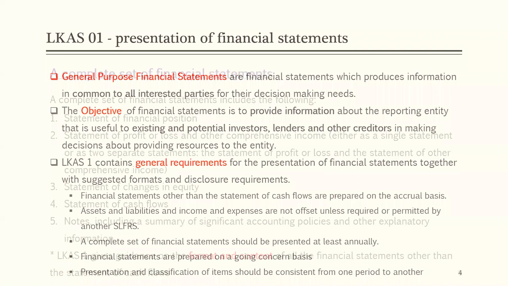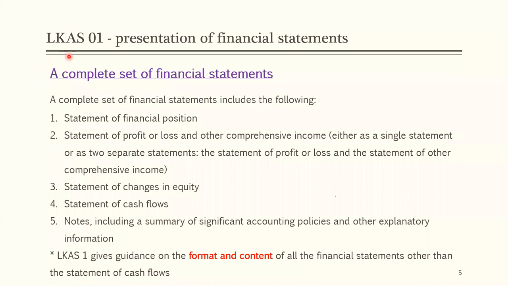Now a complete set of financial statements, right? See here, a complete set of financial statements includes the following. මෙන්න මේ හැම item එකක්ම එකතු වුණාට පස්සේ තමයි අපි කියන්නේ a complete set of financial statements කියලා, right? මේ components හැම එකක්ම එකතු වුණාට පස්සේ a complete set. So what are the components? Statement of financial position. Statement of profit or loss and other comprehensive income. Here it says either as a single statement or as two separate statements.